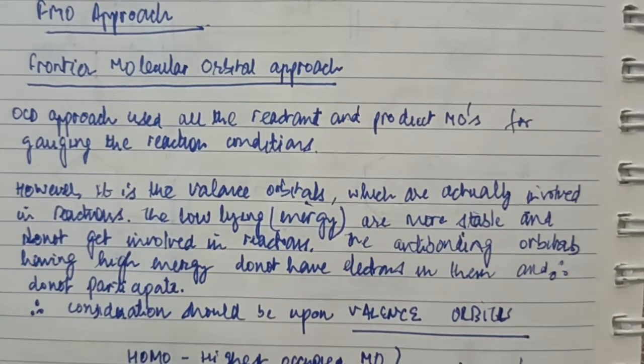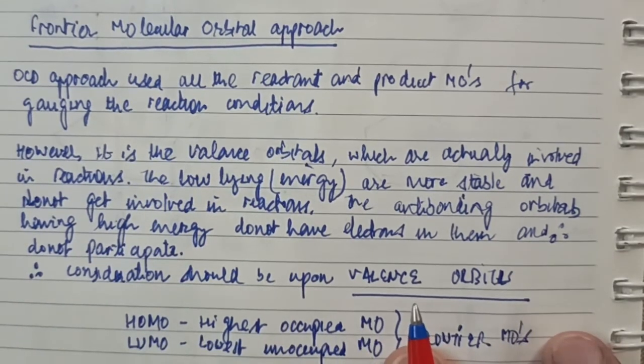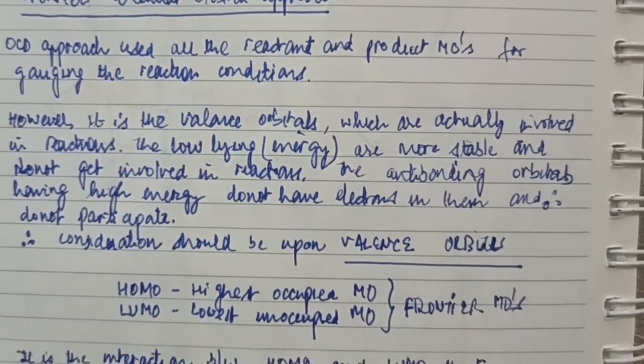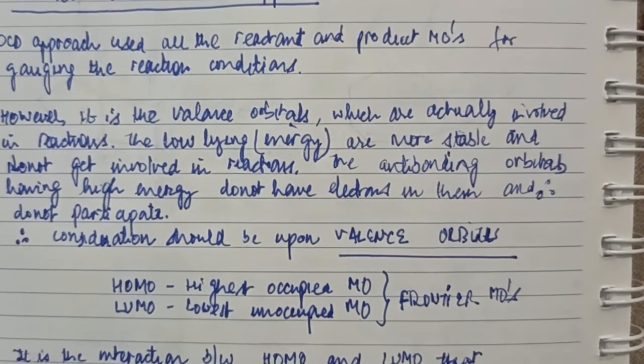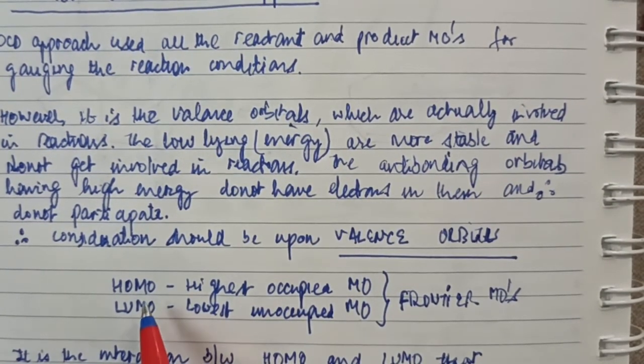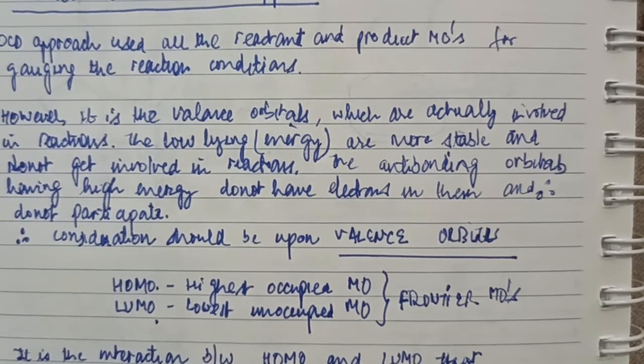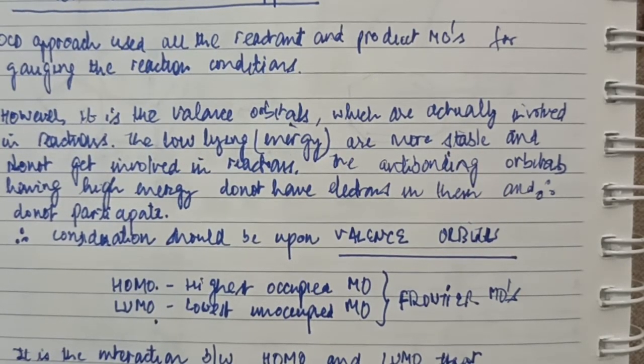Therefore, cutting it down, the FMO approach is based only on the valence orbitals, and there are two types of valence orbitals which we have already discussed. The two types are one called HOMO, another called LUMO. We've already discussed this while considering the molecular orbitals of reactants in a pericyclic system. We will now discuss this in a bit more detail.